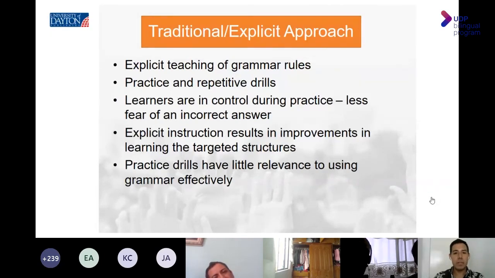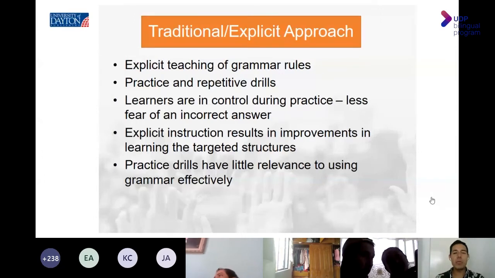As the name says, it's explicit, it's obvious, yes. We teach grammar using grammar rules and formulas, like you mentioned before. Always the subject plus the verb, remembering the verb in correct conjugation, if it's present, if it's past, if it's third person, and then we have our time expression. So there's a formula we construct in a very repetitive way. We use a lot of repetitive drills. The learners are in control during the practice, not necessarily during the presentation, only during the practice and the production. The instruction is very explicit and focuses on improvements in specific structures of the language. The practice drills have very little relevance to using grammar effectively.